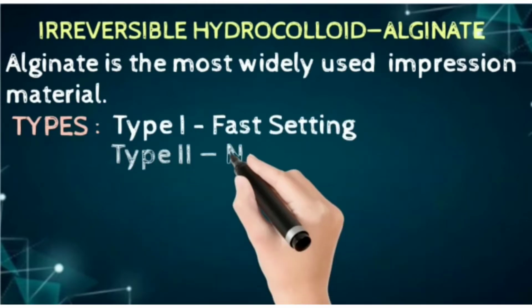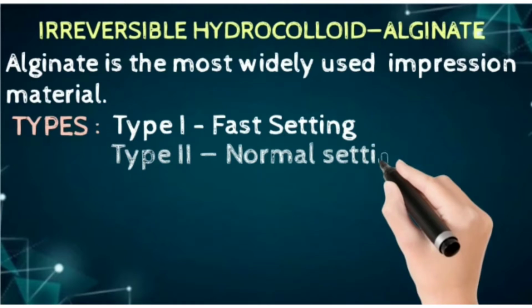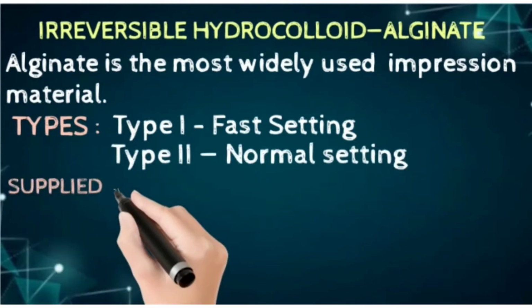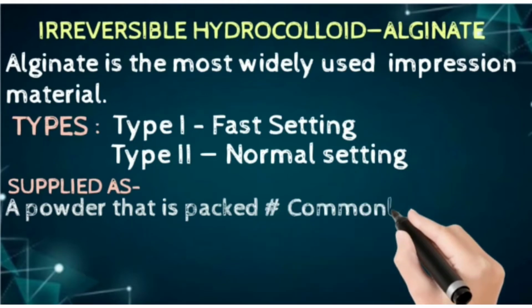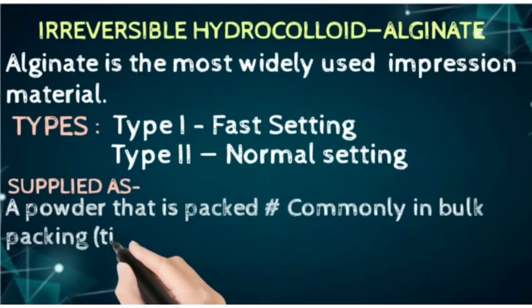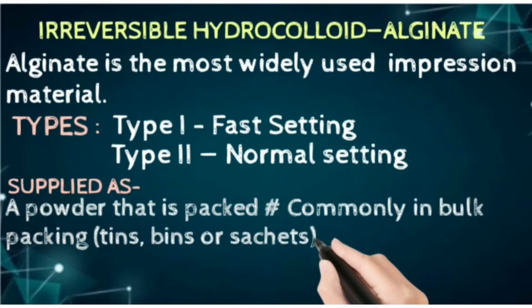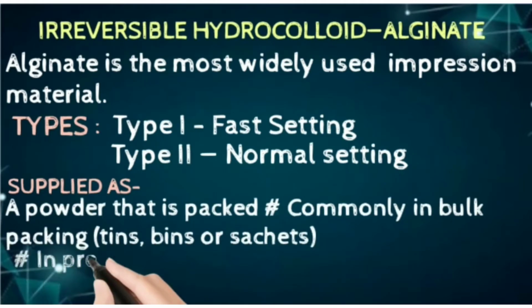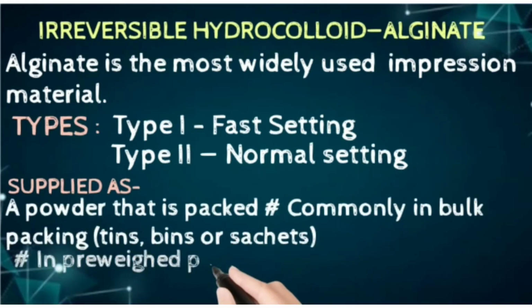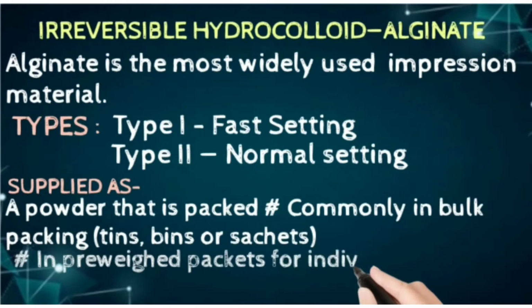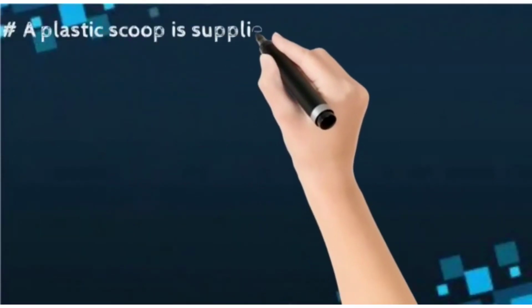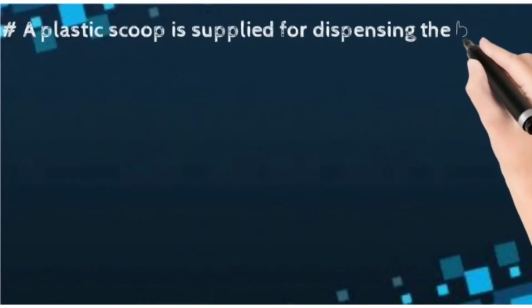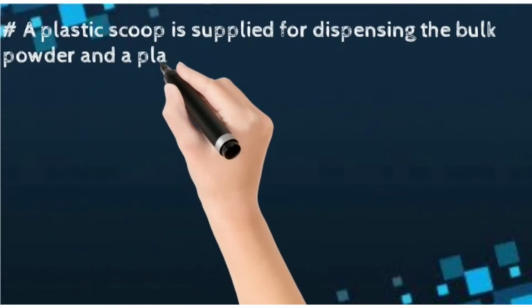Then it can be supplied in the form of powder that is packed in tins or sachets, and in pre-weighed packets for individual impressions. It is also supplied with a plastic scoop for dispensing the bulk powder, and a plastic cylinder for measuring the water.